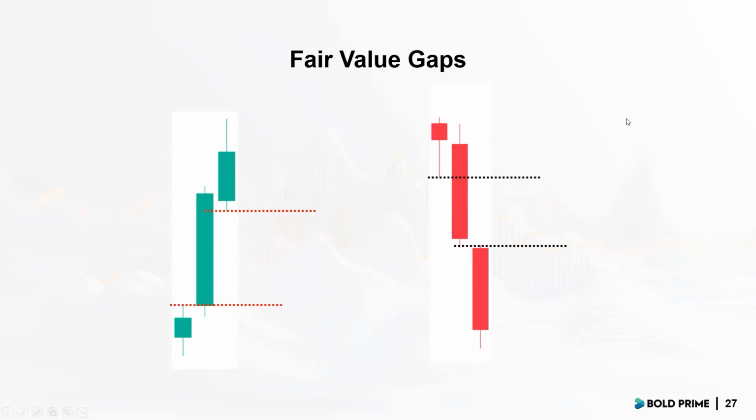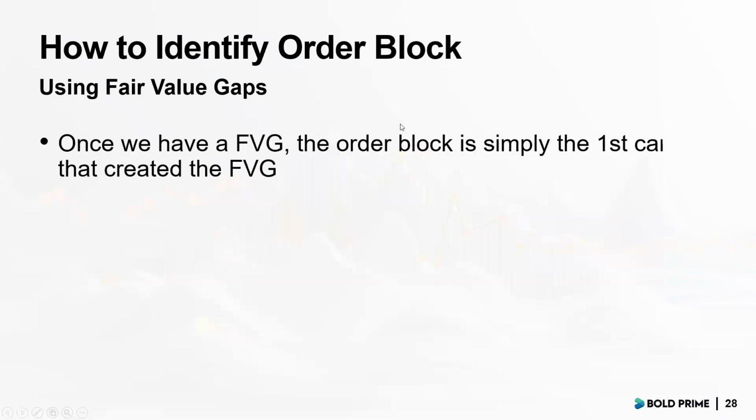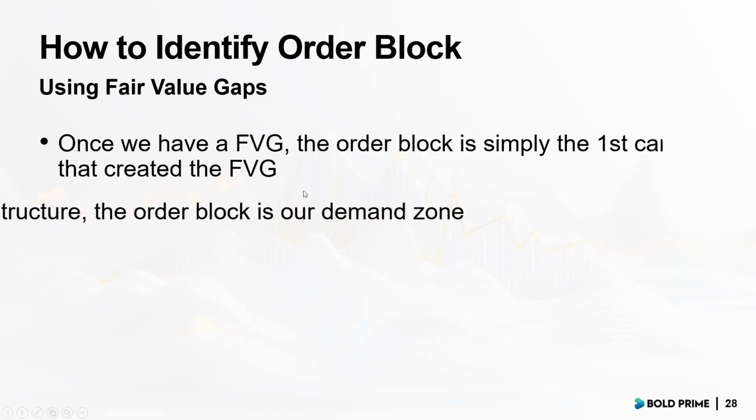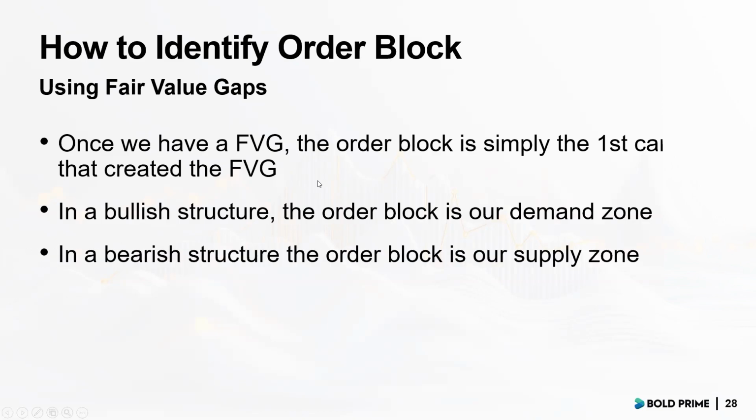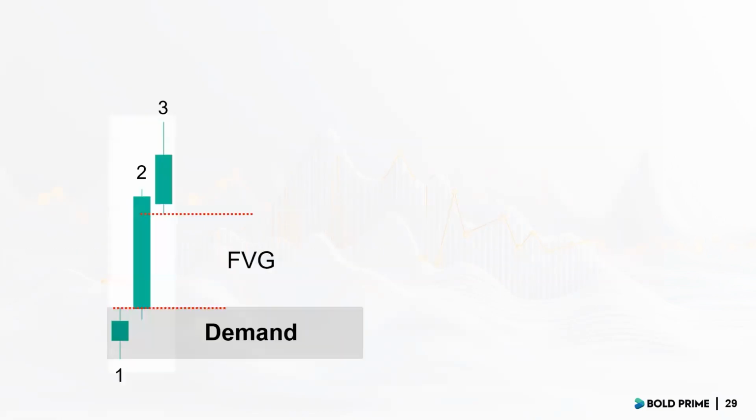Now, once you identify fair value gaps, the simplest way to identify the order block is to use the first candle that created the fair value gap, which means the candle on the left that creates the fair value gap is essentially your order block. If you're in a bullish market, the order block is a demand. If we're in a bearish market structure, the order block is a supply. Coming back to this example, bullish candle, the first candle creates the demand zone.